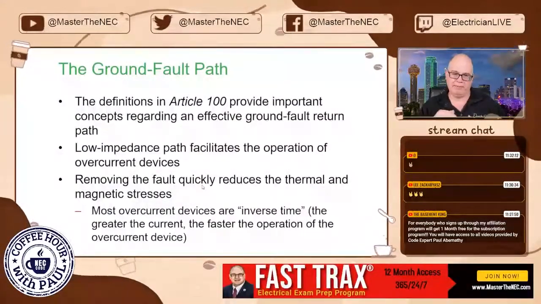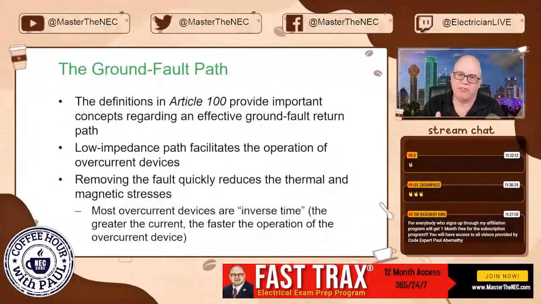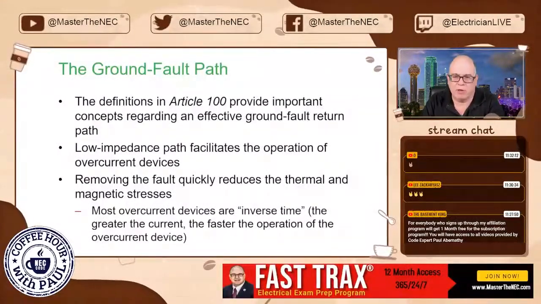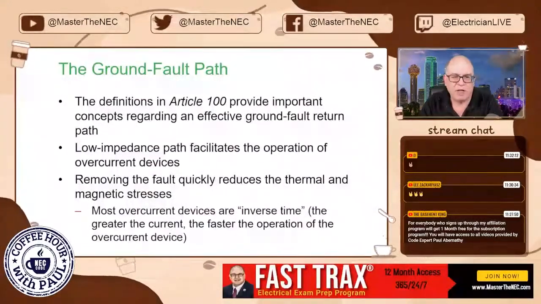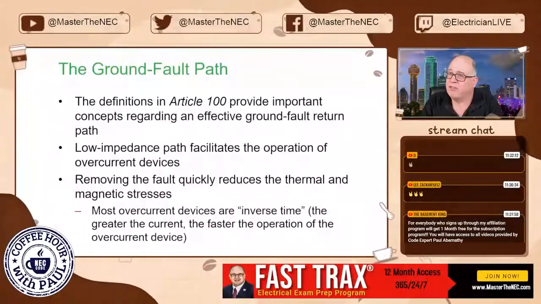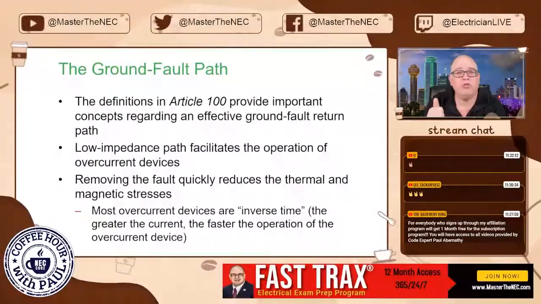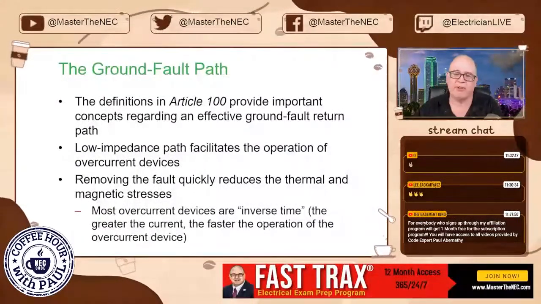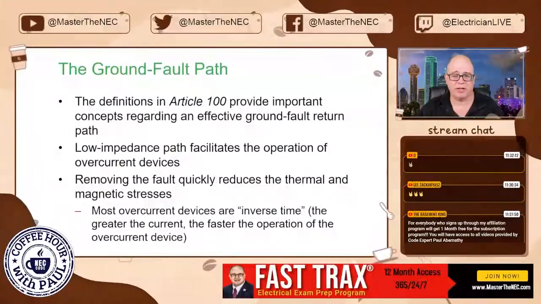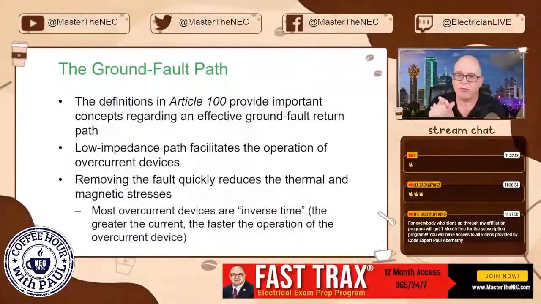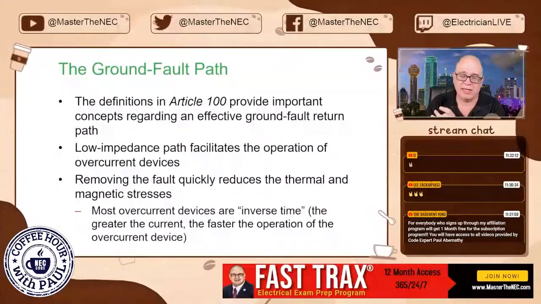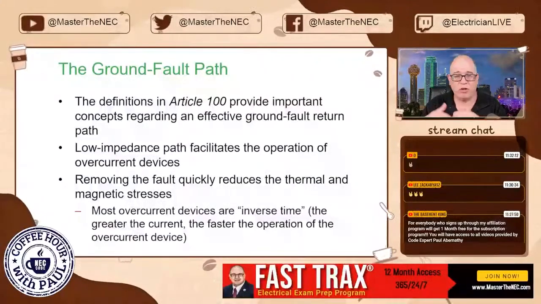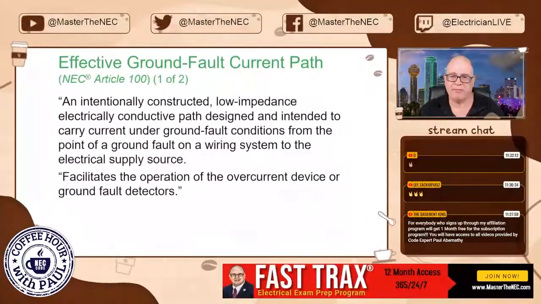Ground fault current path. Now, think about something. We're required to provide an effective ground fault current path so that we can clear overcurrent devices. What is it? It's a low impedance path. It facilitates what? We're going to get that breaker or fuse to blow, or the breaker to trip, and we want it to remove the fault quickly. So with inverse time circuit breakers, for example, I said earlier, that high current allows for fast operation. That high current allows for a fast fuse to blow, right? So in order to do that, we have to make sure we construct the paths accordingly.